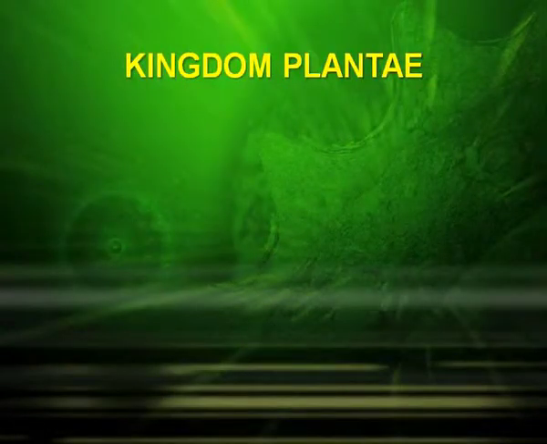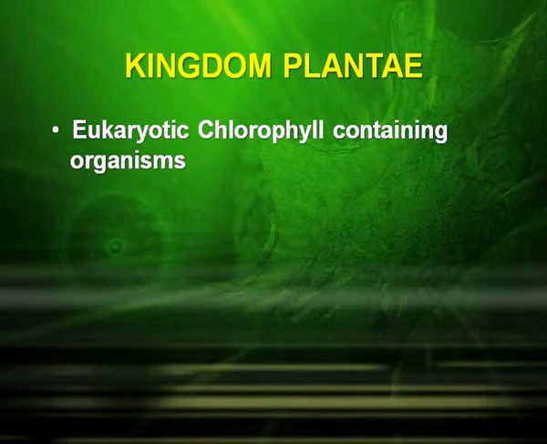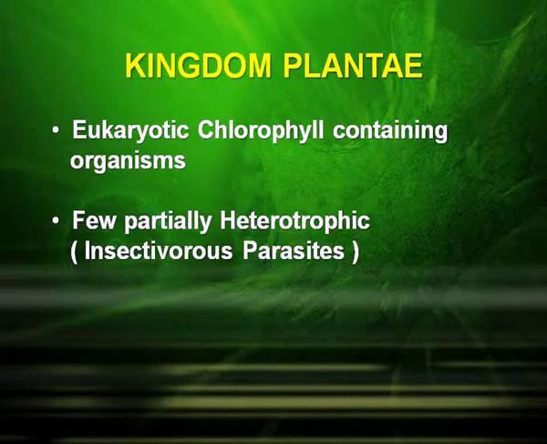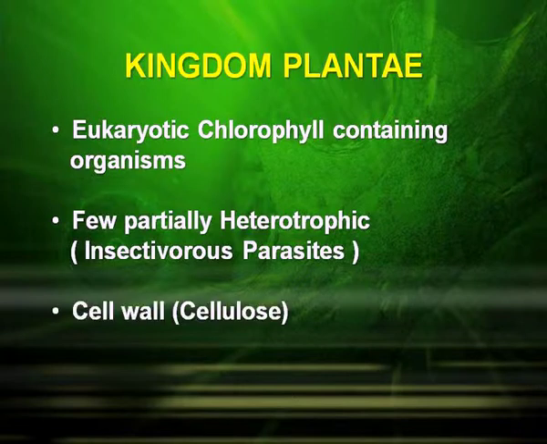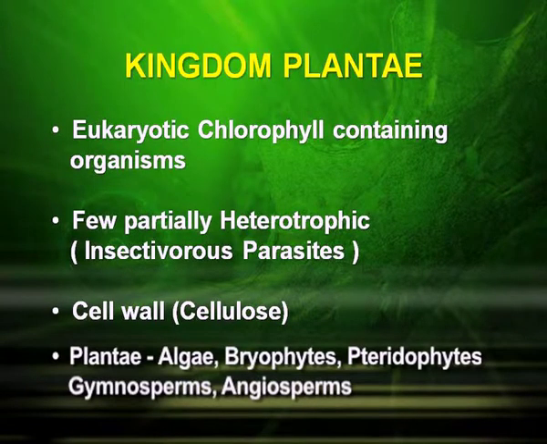Kingdom Plantae. They are eukaryotic chlorophyll containing organisms. Few are partially heterotrophic. Example, the insectivorous plants, the Venus flytrap and parasites, the Cuscuta. The cell wall is made up of cellulose. Plantae includes algae, bryophytes, pteridophytes, gymnosperms and angiosperms.